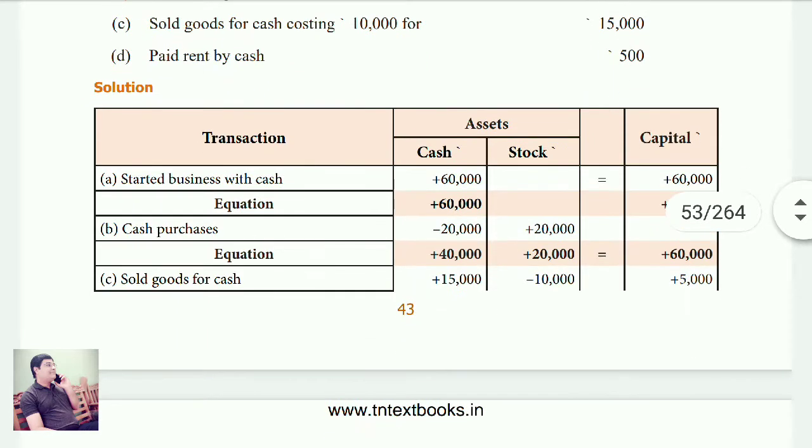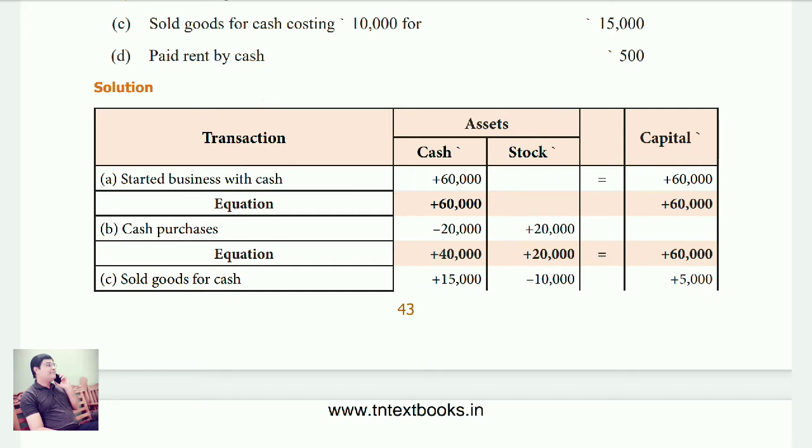Next one, C, sold goods for cash. Next one, D, paid rent by cash. Whenever we are paying rent, cash and capital will be less, whether you are paying rent or salary, whatever it may be, you have to reduce the amount from the cash and capital.